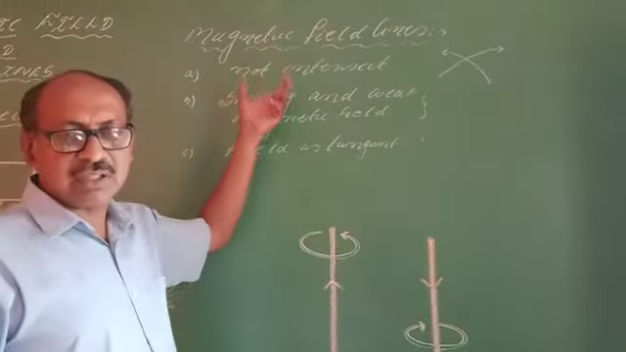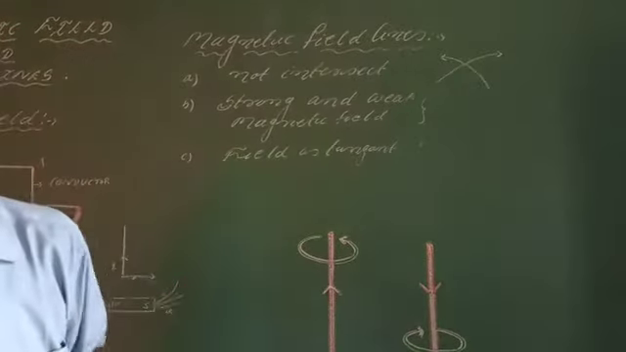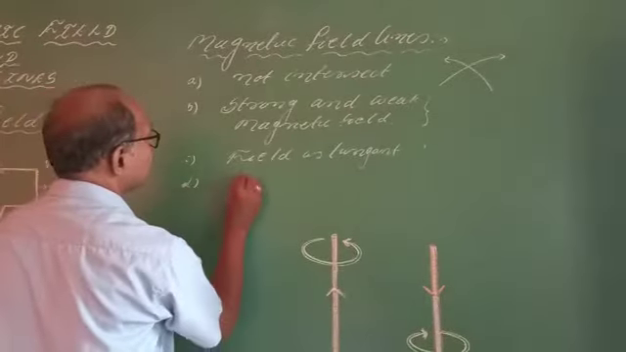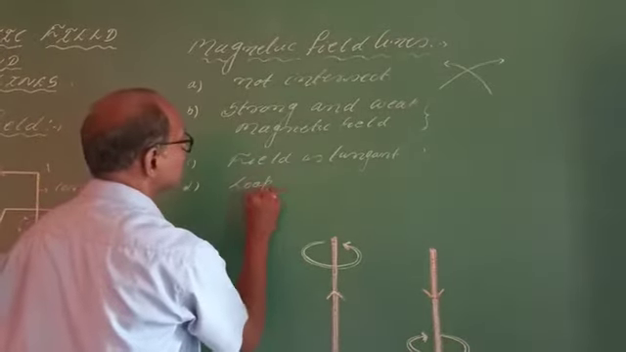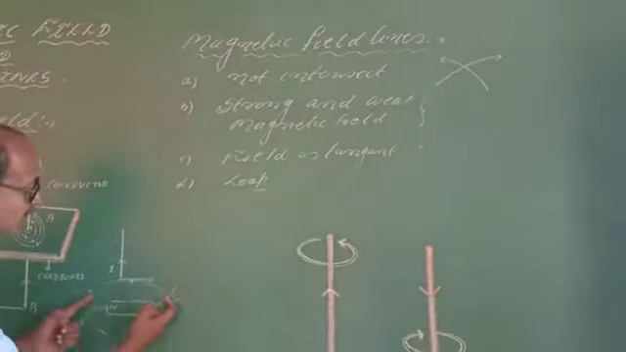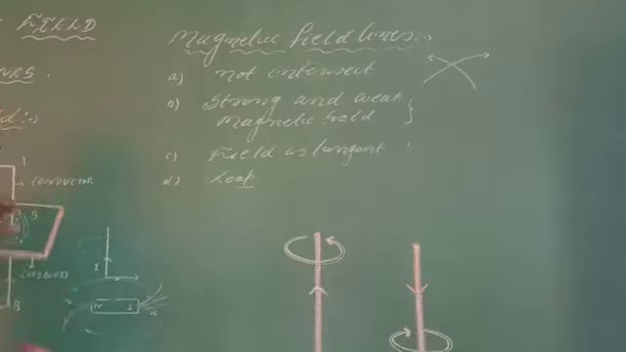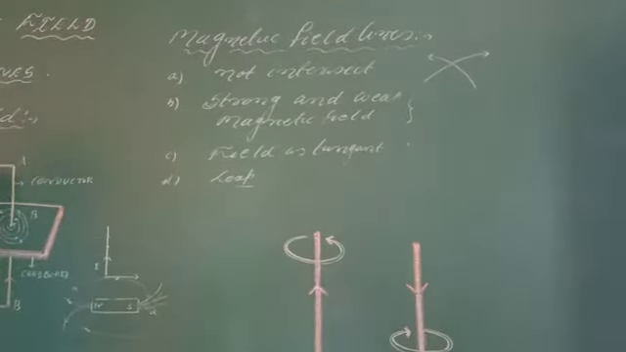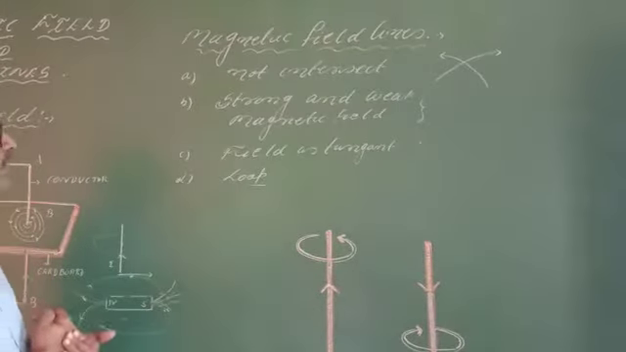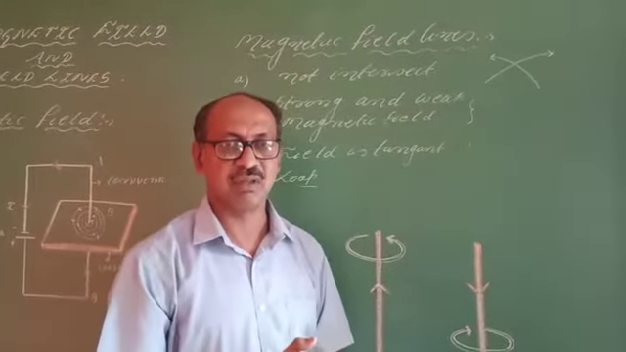So these are the properties of the magnetic field lines. And they form a continuous loop. Look at this: in a magnet, the lines form a continuous loop in this manner. In the same manner, a conductor carrying a current also forms a loop. These are some properties of the magnetic field lines.